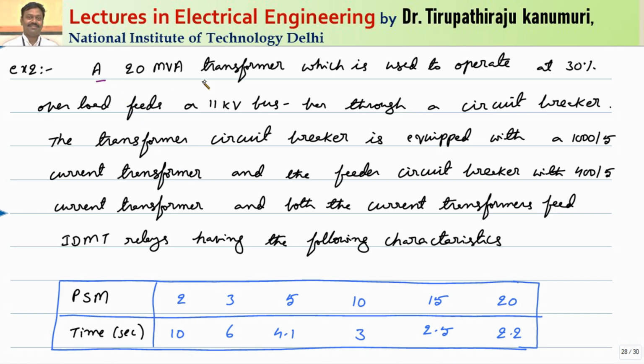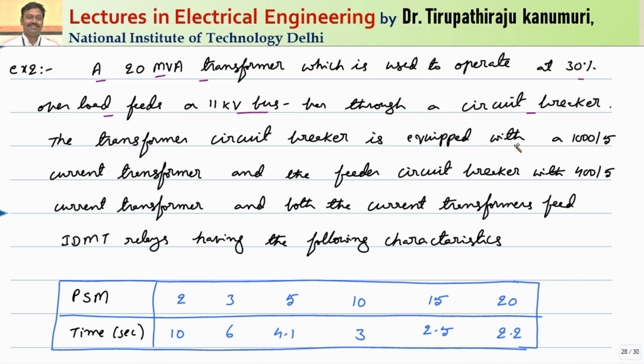A 20 MVA transformer is used to operate at 30% overload. That means it is normal that this transformer operates at 30% overload. That means the rating of the transformer, or the minimum current to operate the relay, should not operate up to 30% overload. Please remember this. That means we should not take 20 MVA, we should take 20 MVA multiplied by 1.3 because 30% extra we have to take. Feeds an 11 kV bus bar through a circuit breaker.